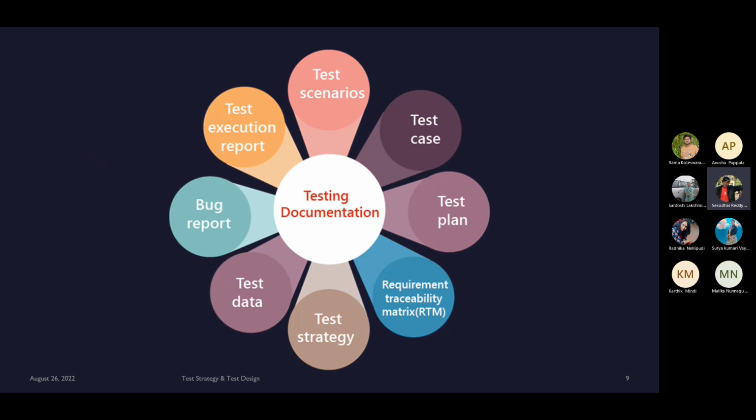And one of the most important things is the requirement traceability matrix, which is called RTM. Most organizations use it. So we'll break out each component, with a one-line definition of what exactly it covers and how it is used.